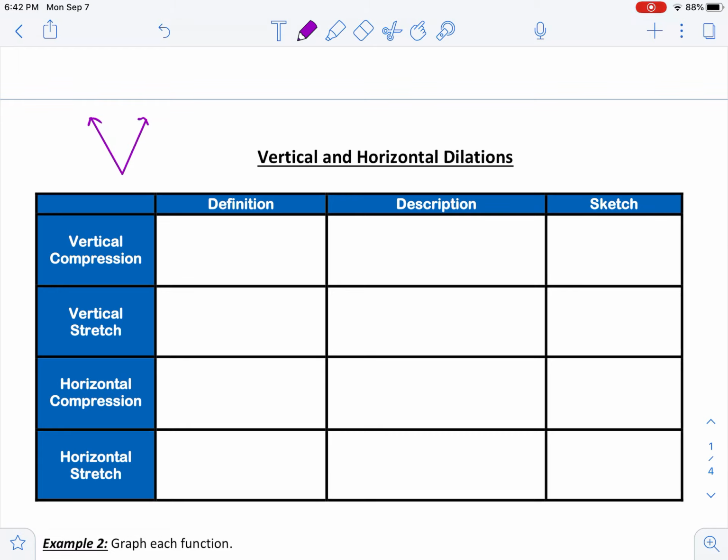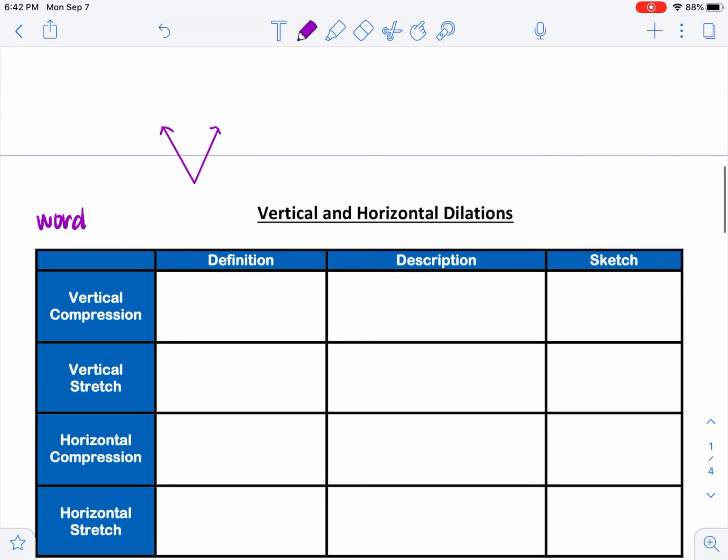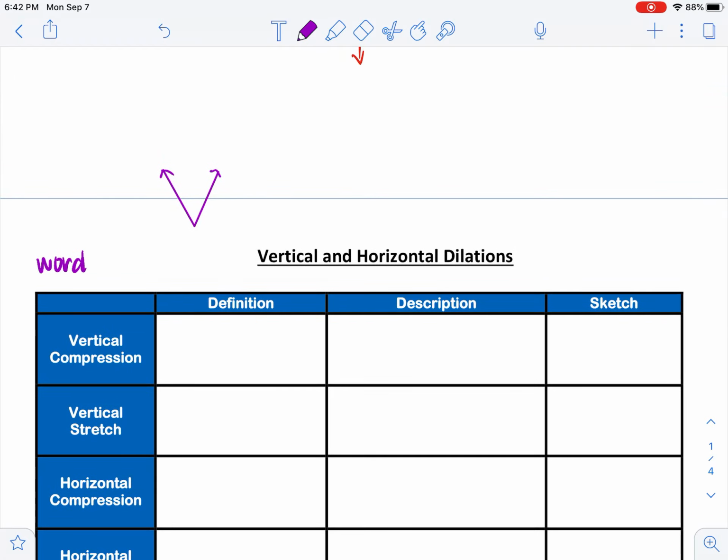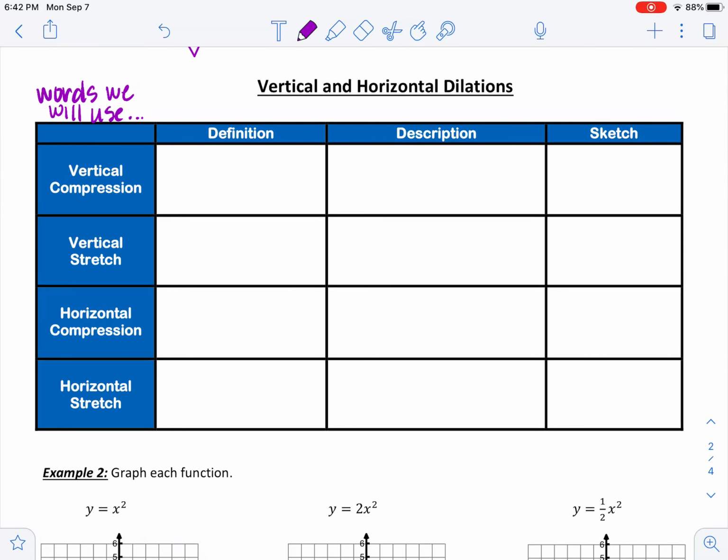So these are the words that you need to use. These are the words we will use. Okay? So we are using vertical compression, vertical stretch, horizontal compression, horizontal stretch. We're not saying narrower, wider. We can talk about those out loud, but when we write down to describe what's happening, those are the 4 different types that you would write down.